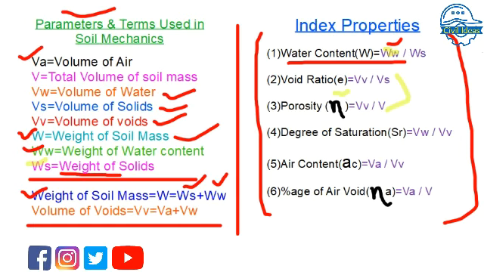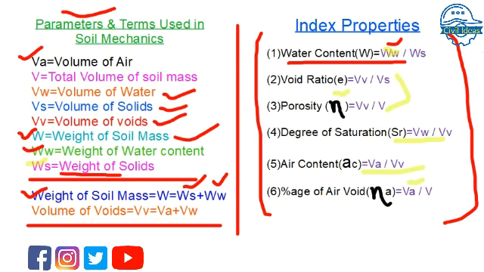And the fourth one is degree of saturation, denoted by Sr, and it is the volume of water to the volume of voids. Of all the voids present in the soil, how much is filled with water, this is the degree of saturation. And the air content is the volume of air to the volume of voids. How much of the voids are filled with air, this is the air content. And percentage of air voids, represented by eta a, is the volume of air to the total volume of soil mass.